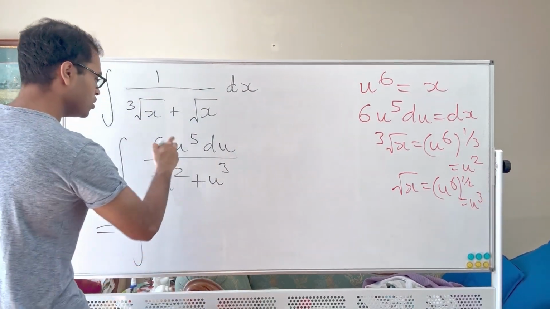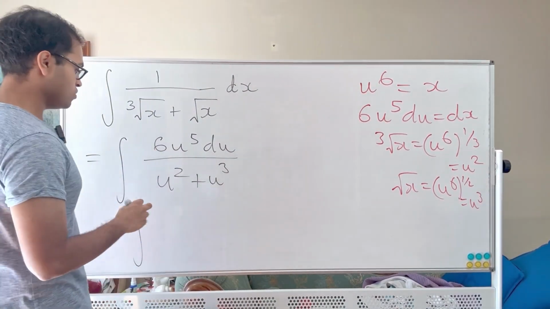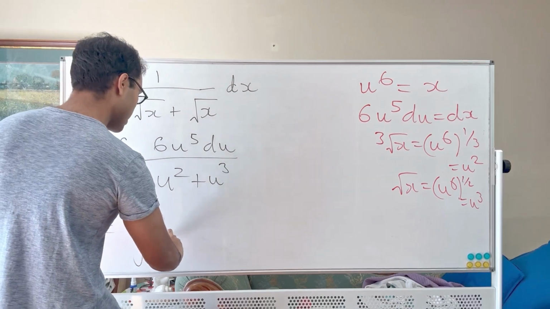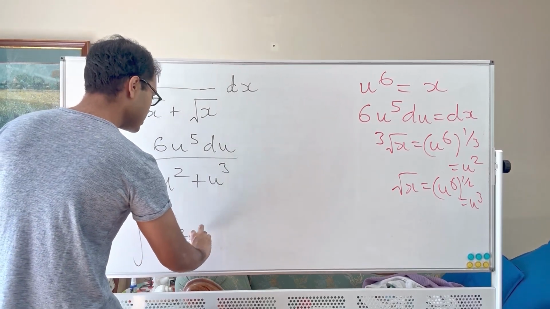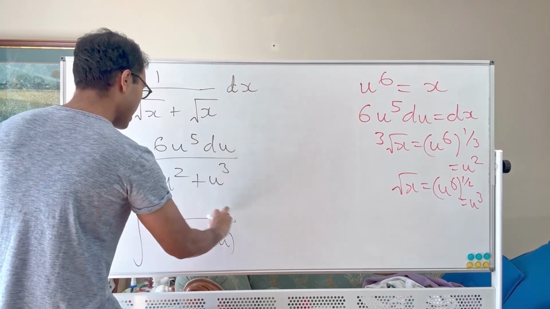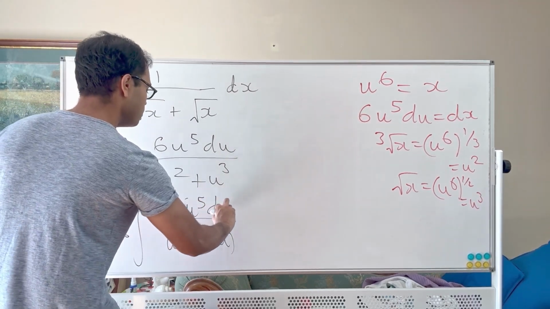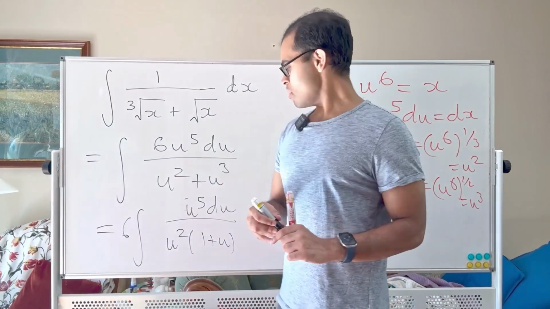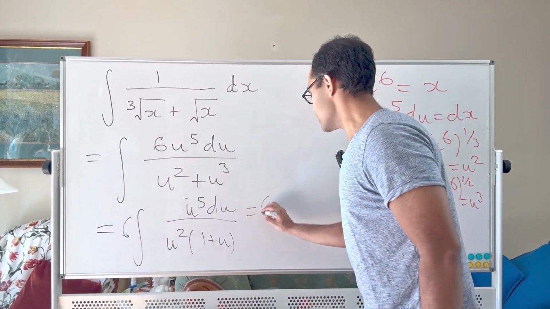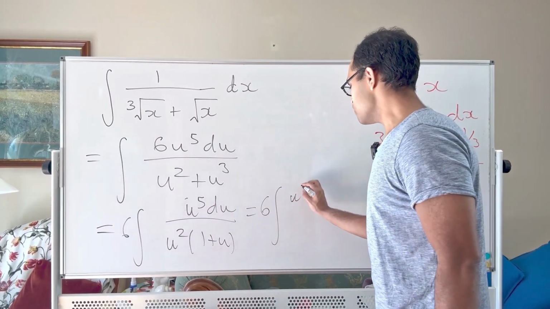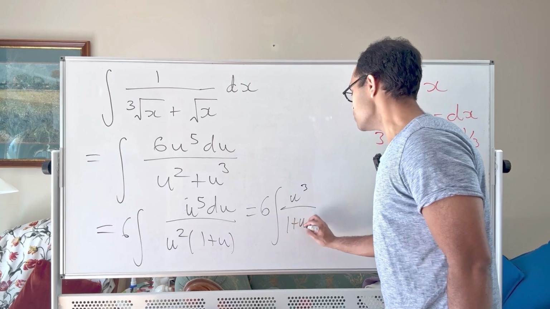So we're going to take 6u to the 5 du over u cubed plus u squared. Well, let's factor out a u squared on the bottom. So we get u squared times 1 plus u on the bottom, and on top we can actually put the 6 out, so we're just going to get u to the 5 du because the 6 is a constant. And now when we cancel, we're going to get 6 times the integral of u cubed divided by 1 plus u du.